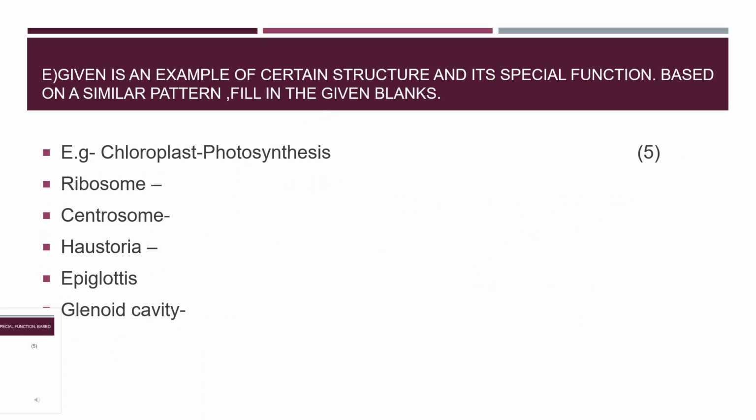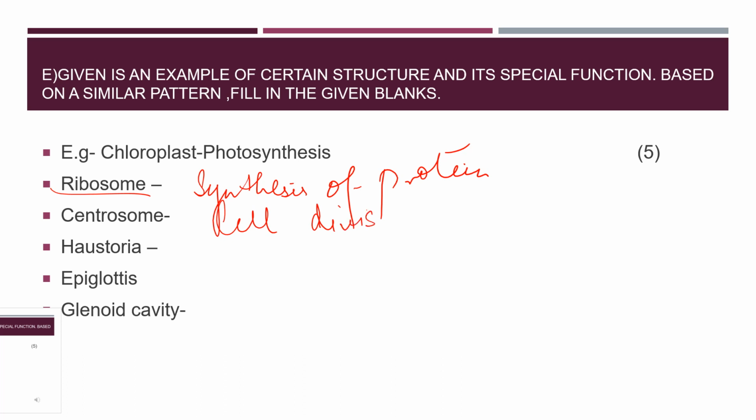Now next one. Given is an example of a certain structure and its special function. Based on a similar pattern, fill in the given blanks. What special function do the ribosomes have? They help in protein synthesis, so the function is synthesis of protein. Next comes centrosome. What is the function of centrosome? Cell division in an animal cell.